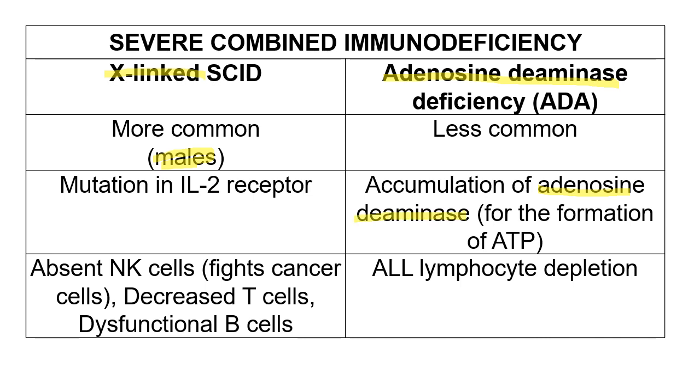Tapos, ang genetic disorder naman with X-link is the receptor called interleukin 2. The difference between these two disorders is the manifestation. Sa X-linked SCID, absent ang NK, decreased T, and dysfunctional ang B cell, although in normal numbers. Sa adenosine deaminase naman, lahat, NK, T, and B cells are absent or depleted.